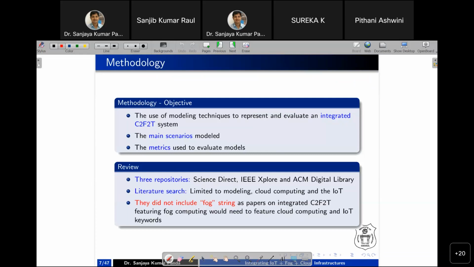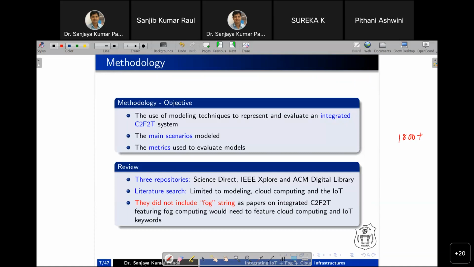And they considered the integration of cloud computing with IoT. As search terms, they considered either cloud or cloud computing, and IoT or its full form, Internet of Things. Both were taken with the AND clause, because when you research articles, you have to consider certain AND clauses and certain OR clauses, right? After carefully searching, they found around 1800 articles in these three popular repositories.